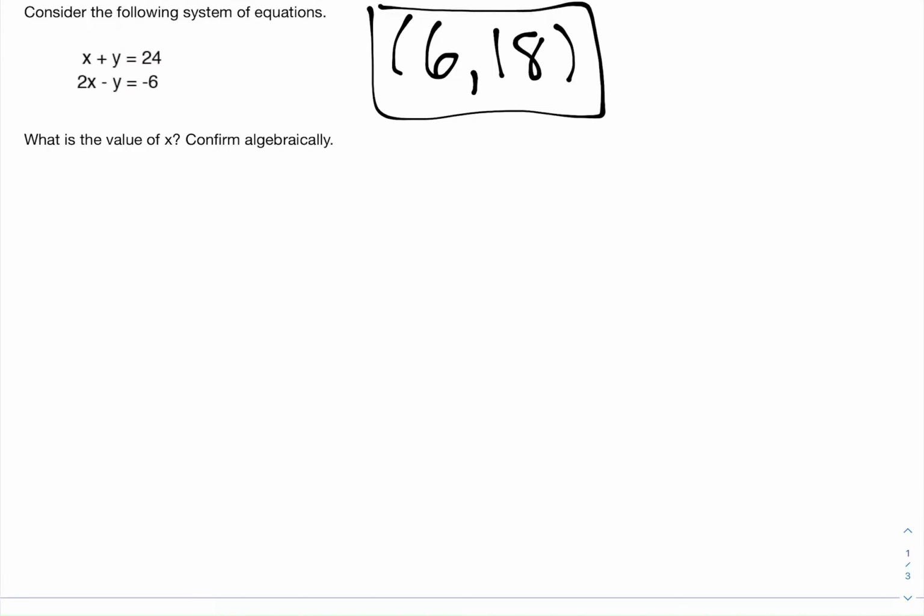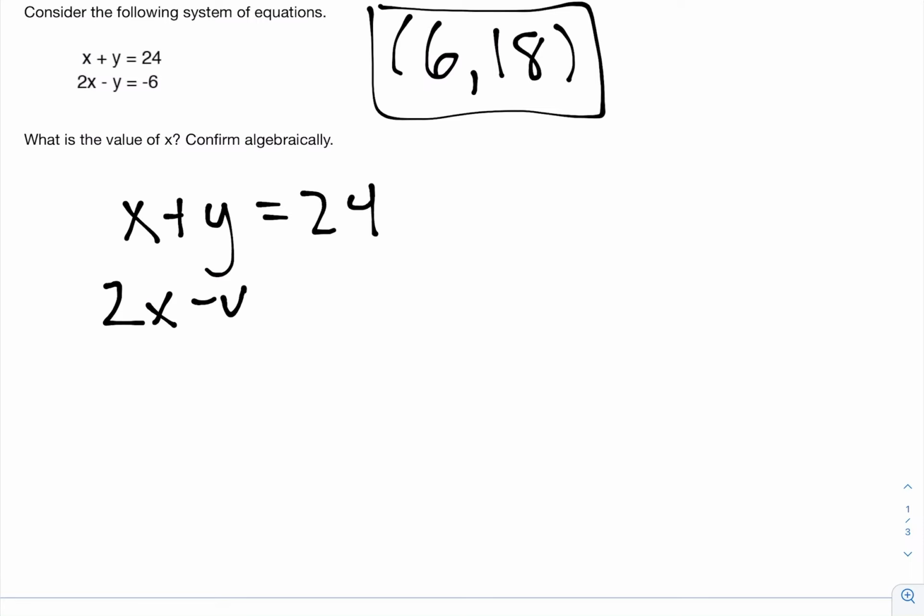Okay, so now that we determined how to solve systems of equations by substitution, I'm just going to teach you quickly how to solve it by something called elimination. In the last video, we found that the solution to this was 6 and 18, and now we can use elimination to figure out the same thing. In this video, I'll also confirm it algebraically, which is what the question's asking.